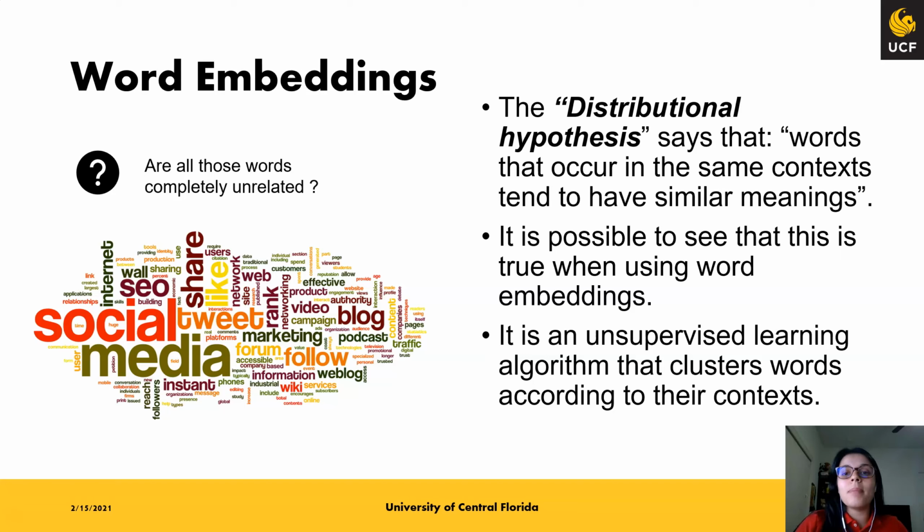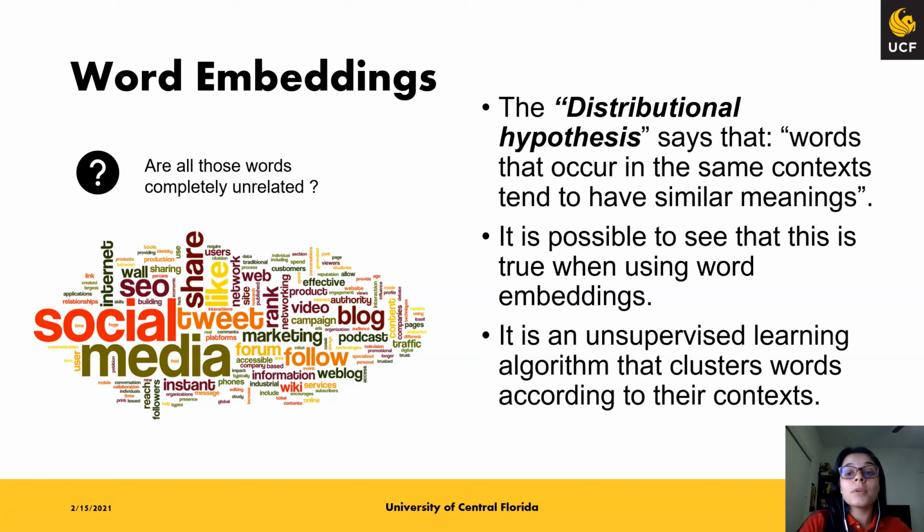So we can say, based on the distributional hypothesis, that words that occur in the same context tend to have similar meanings. For example, but and however, they probably occur in the same context, so they can have the same meaning. It is possible to see this correlation of similar meaning in the similar context when we use word embeddings, because the similar words will have similar vectors and they're going to be in the same dimensions. They're going to have the same values in the same dimensions.